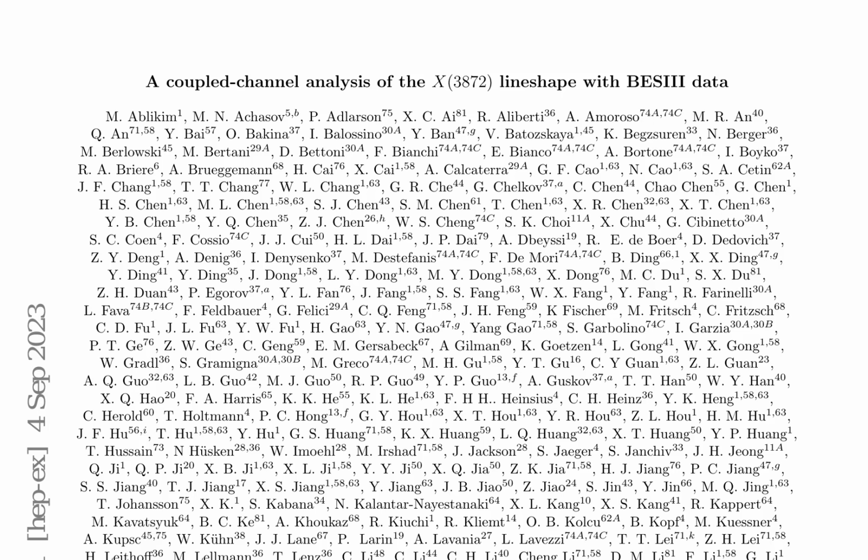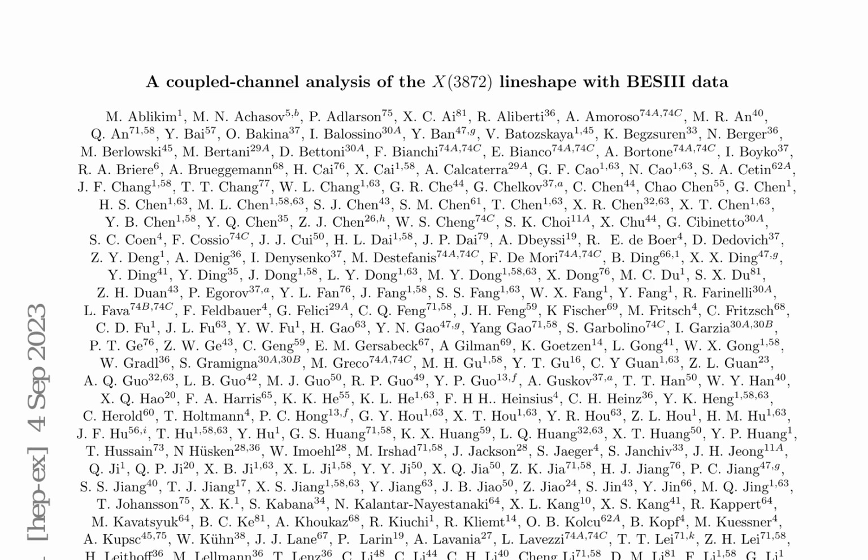This research paper presents a coupled channel analysis of the X3872 line shape using data from the BESIII experiment. The study aims to understand the nature of the X3872 state, which has been a subject of debate in the field of hadronic physics.